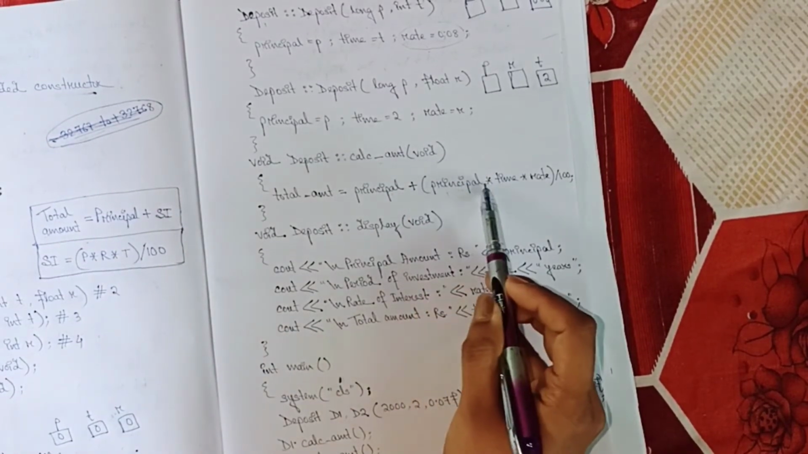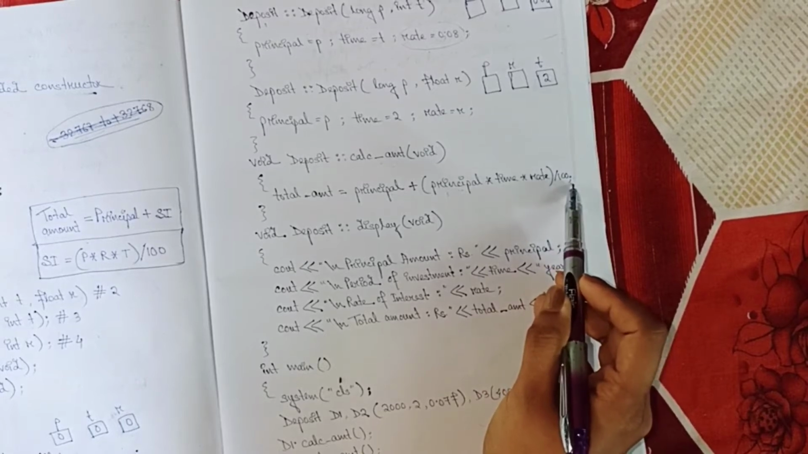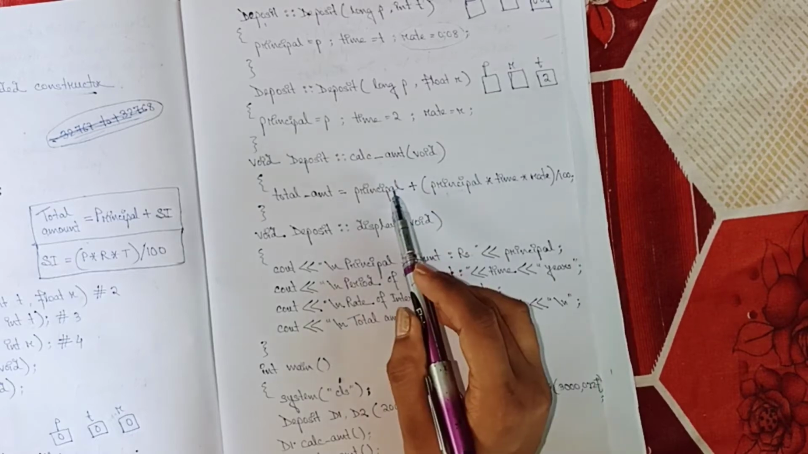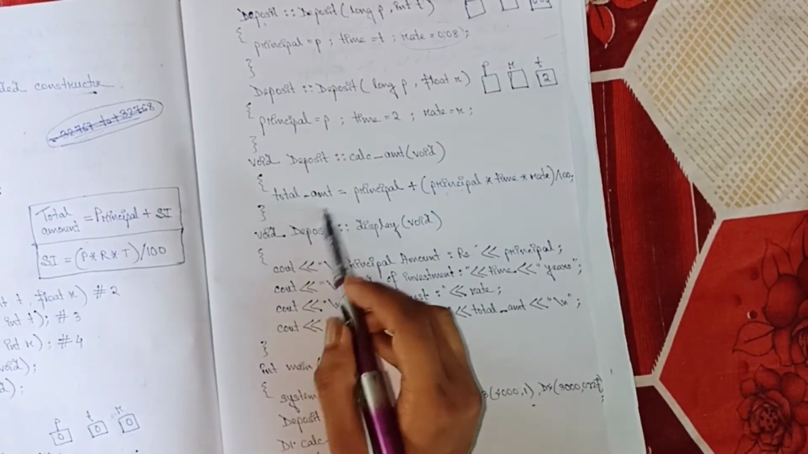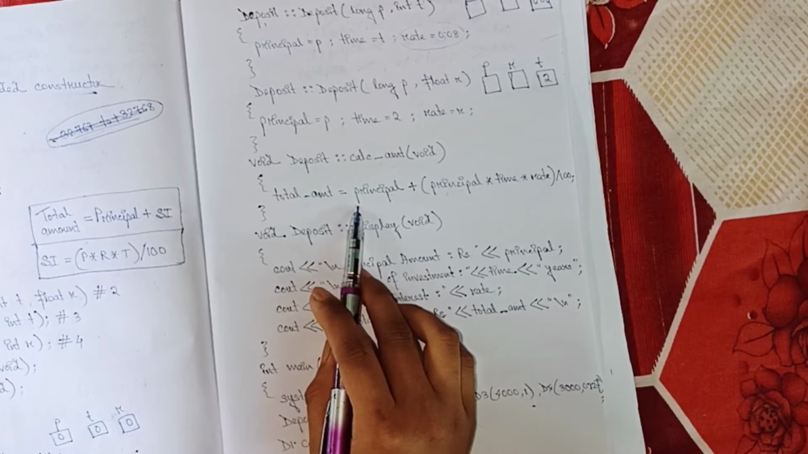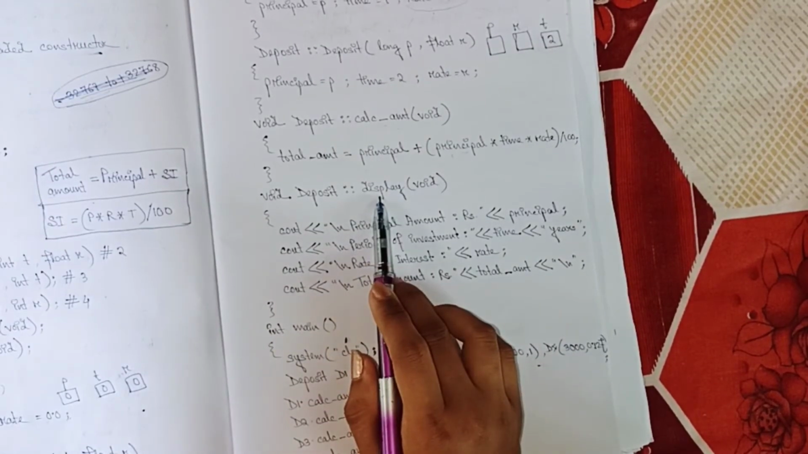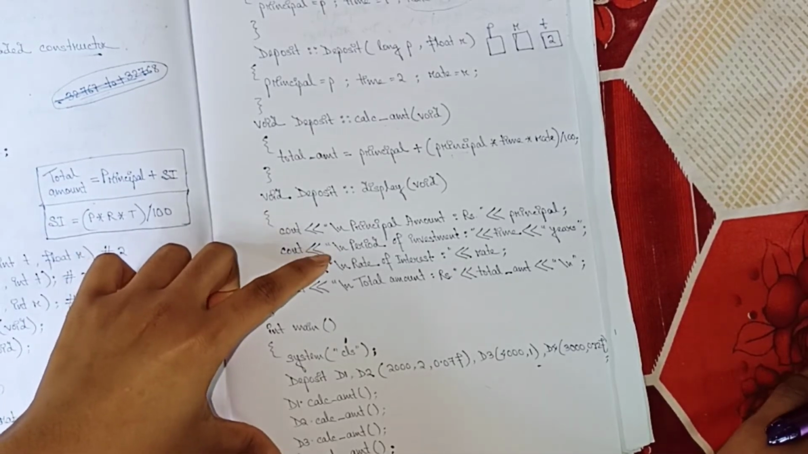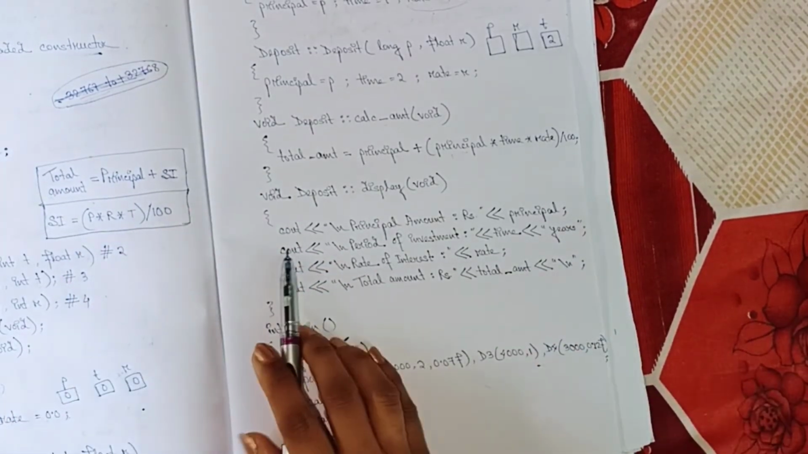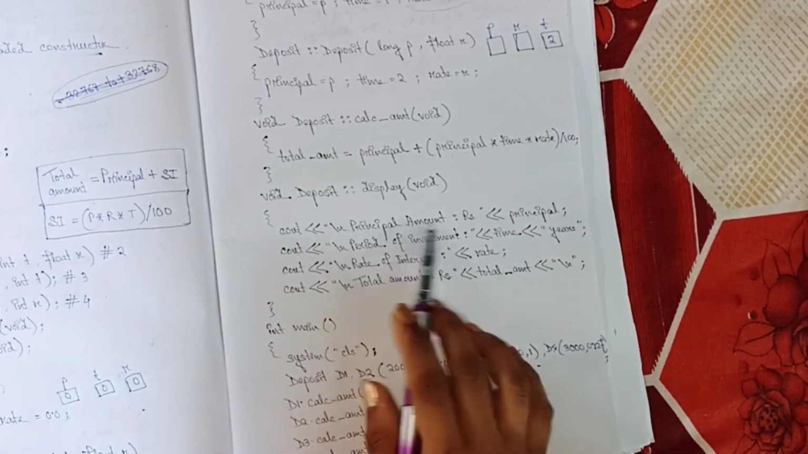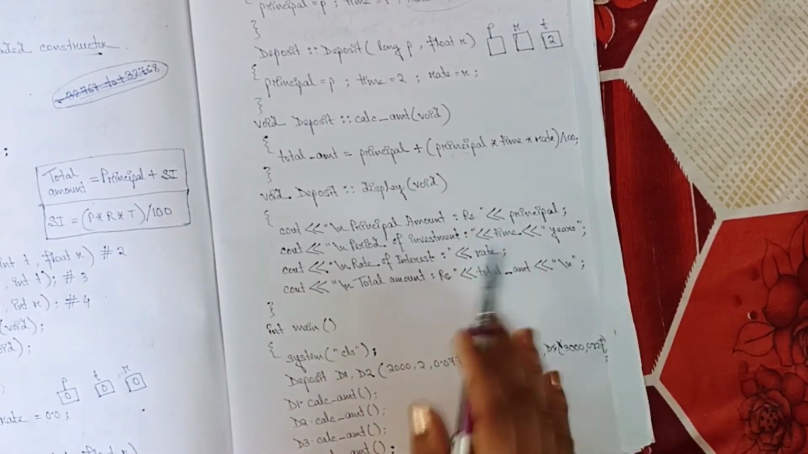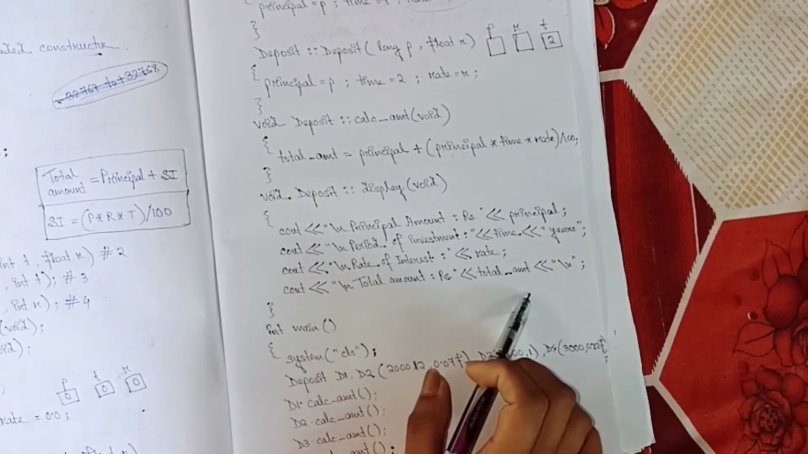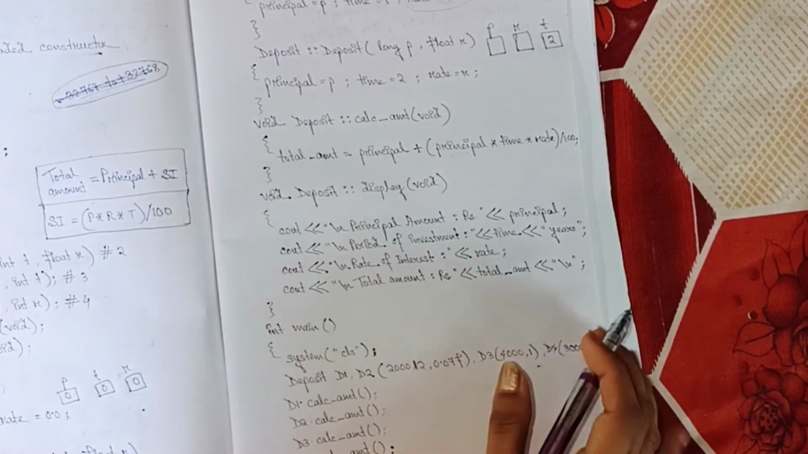Principal plus principal into time into rate divided by 100. This principal into time into rate divided by 100 is the simple interest, and principal plus simple interest gives the total amount. So this is the formula that we have used here, and the display member function is just displaying all the values, that is the values of principal, time, rate and total amount. It will just print the principal in rupees, the period of investment, the rate of investment, and the total amount. So it will go on displaying these particular values.